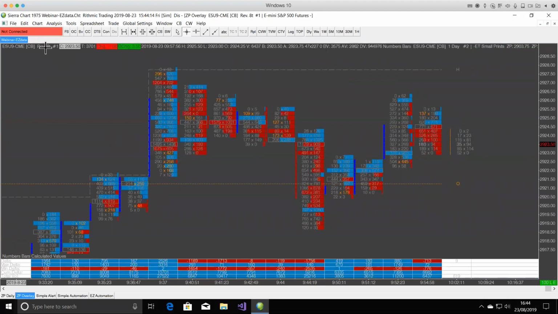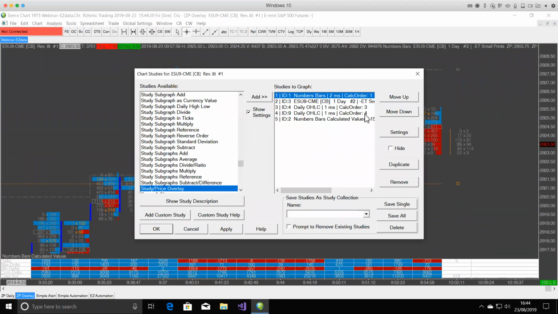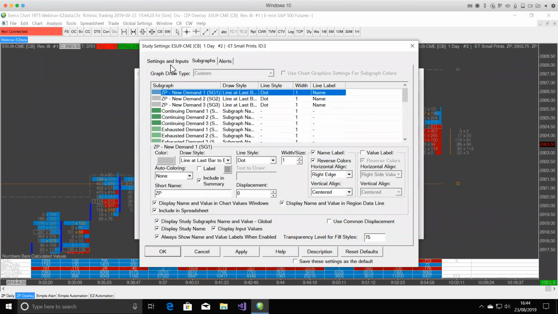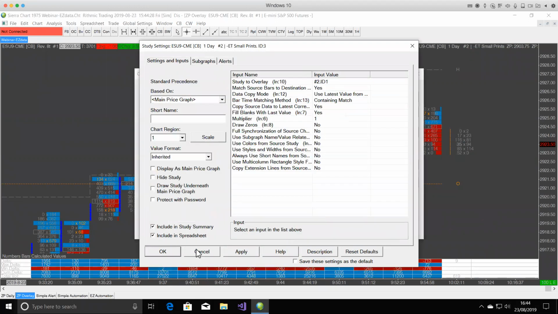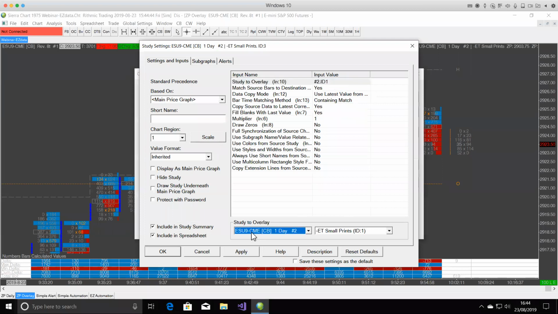On my intraday chart, an 8-tick reversal chart, what I've done is I'm using an overlay study. It's renamed itself. Let's explain why. So there's a standard Fiera Chart study called Study Price Overlay. It's well documented at the Fiera Chart website. It's a really powerful study. I've put an instance of this study onto this chart, and I'm pointing it to my daily chart of ES, which is called ZP Daily down here, and I'm pointing it for small print studies.